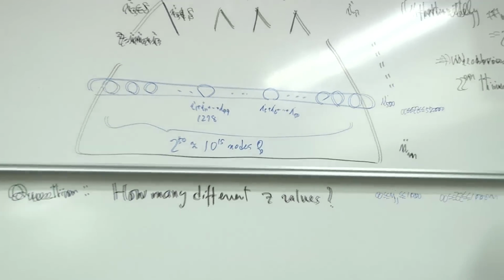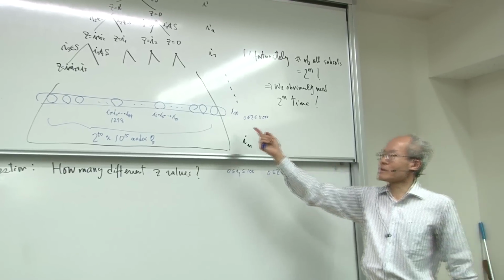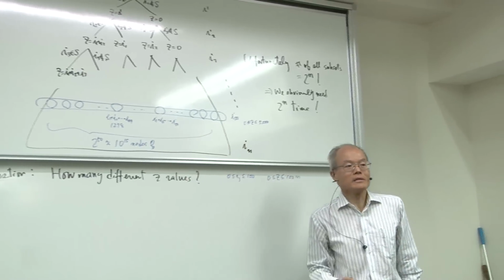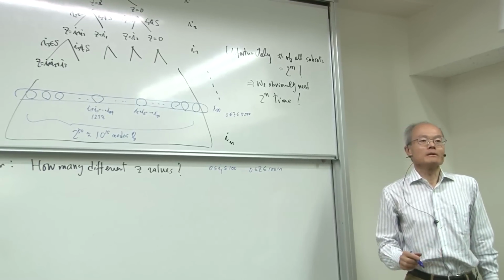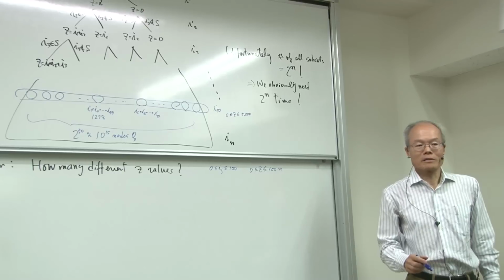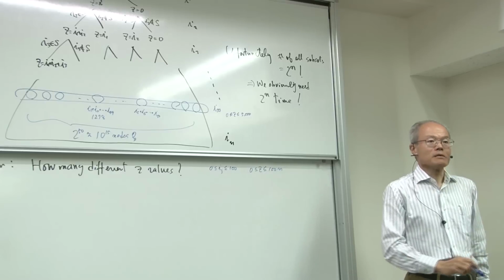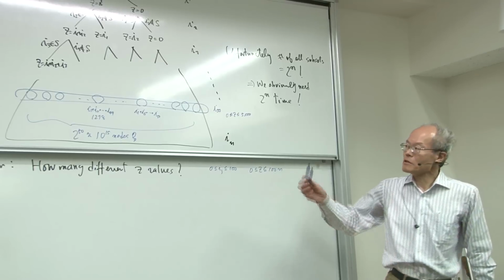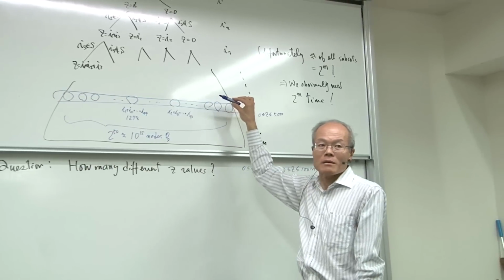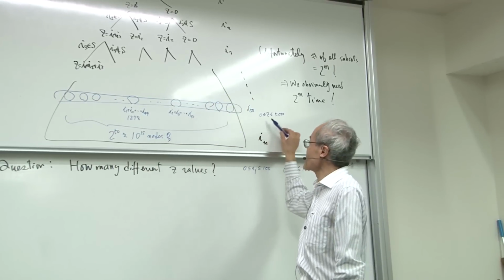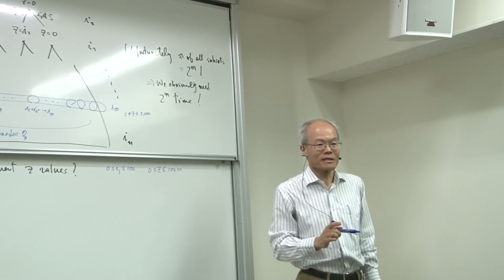Here, this is a binary tree, so the number of nodes in this level is 2 to the 50, which is about 10 to the 15. It's a huge number. Just imagine: you have 10 to the 15 nodes here, but the Z value is only up to 5,000. Different Z values are 5,000.